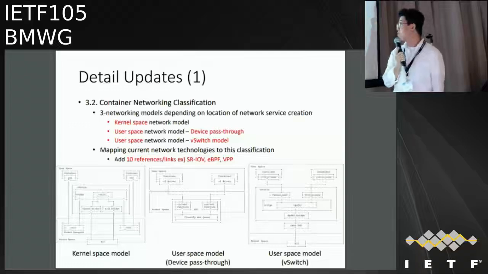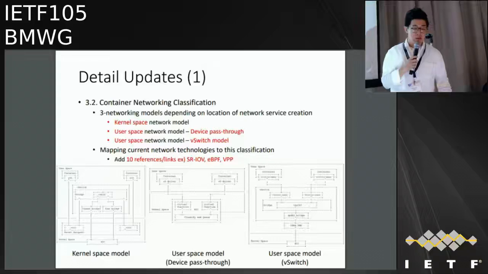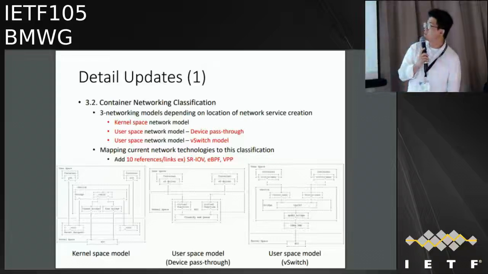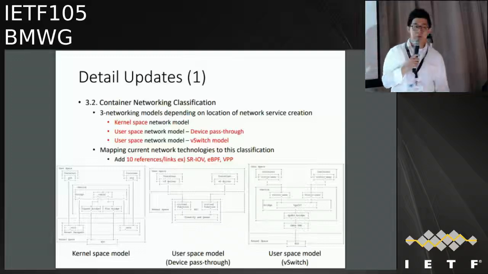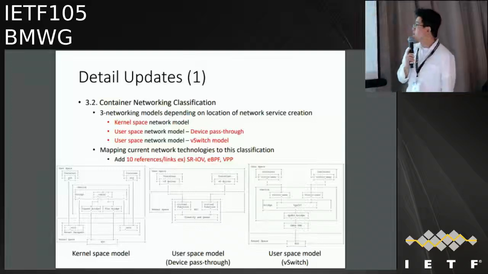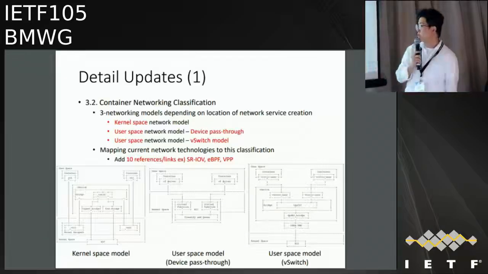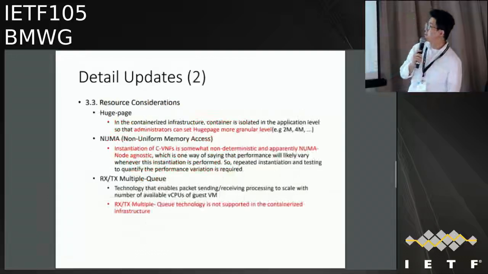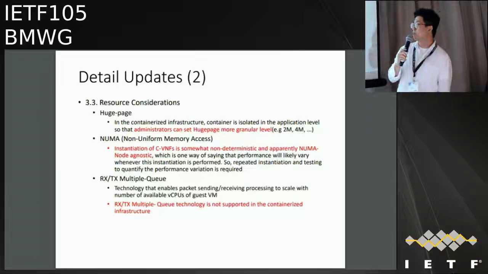So the first updated part is the container networking classification. In this chapter, we classified the container networking with 3 network models, the kernel space and user space. And then in the user space, we also classified the device pass-through and the vSwitch model. And then we also mapped current containerized networking technology to this classification. So we added 10 references with that model. And then in the resource consideration part, we just listed 3 things for the container infrastructure.